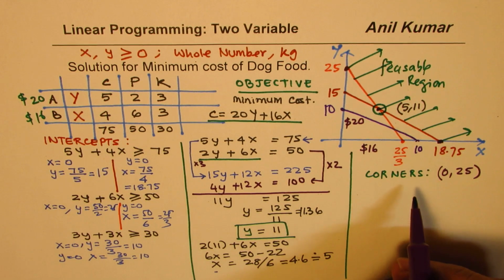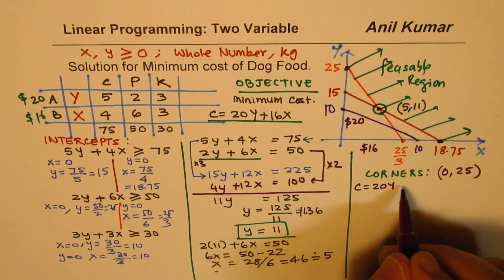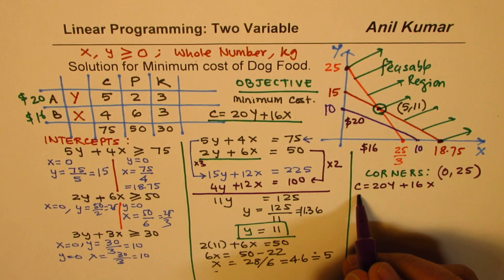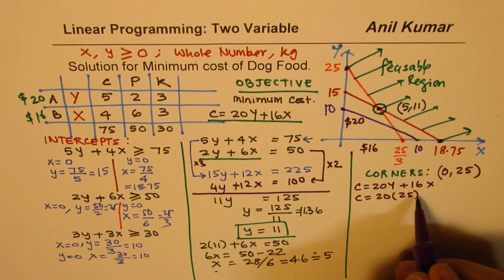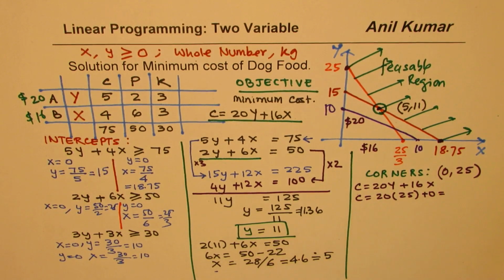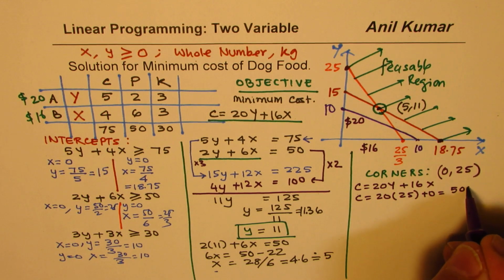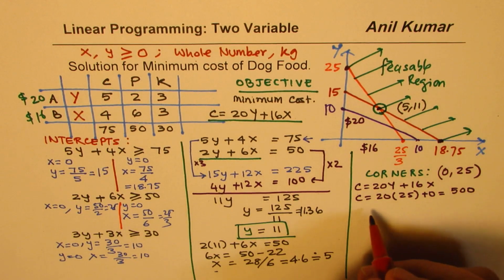Now let us work out the cost. The cost function C is 20 times y plus 16x. So for our first point, the cost is 20 times y, which is 25, plus 16 times 0, right? So this is equal to 500, right? Now let's look into the second point. Second point is 5, 11, right?